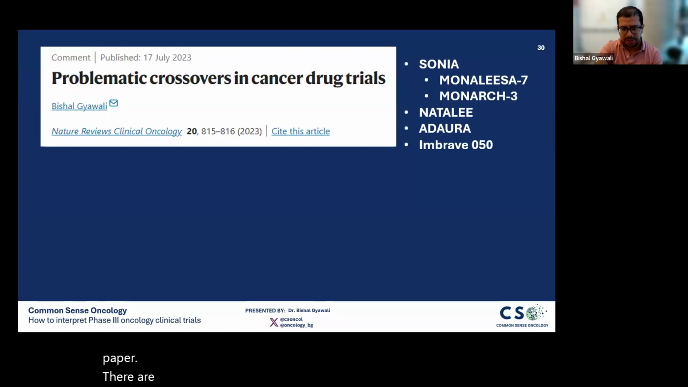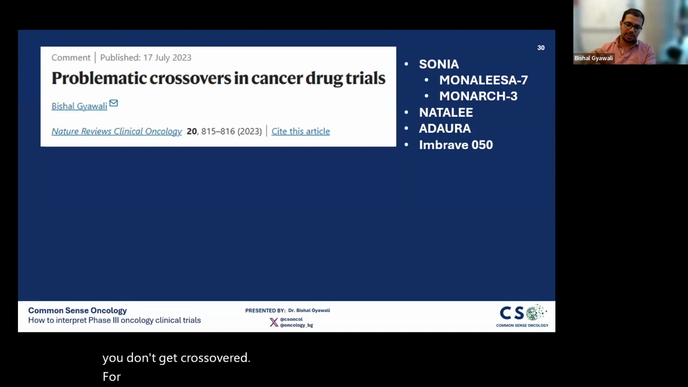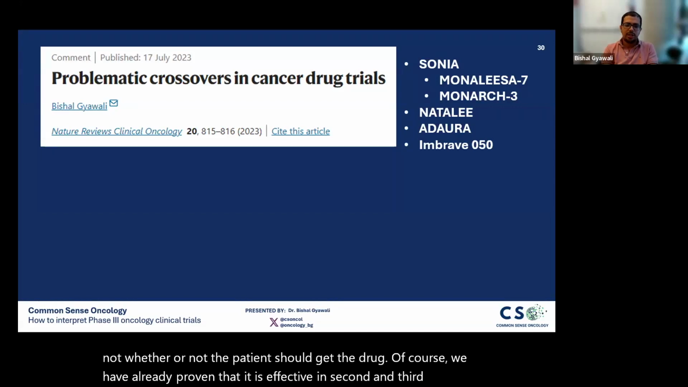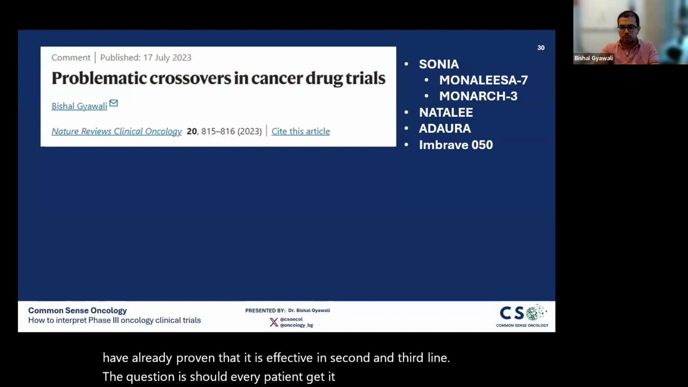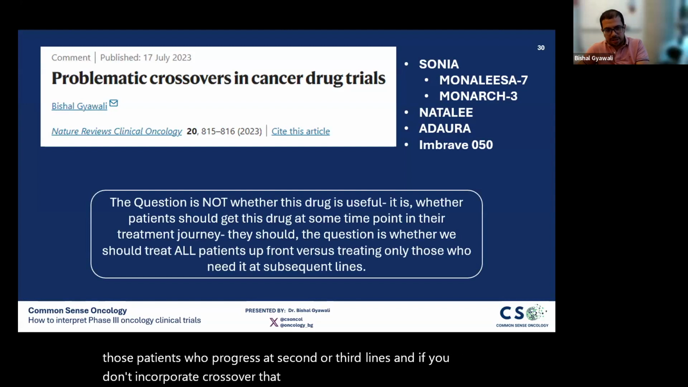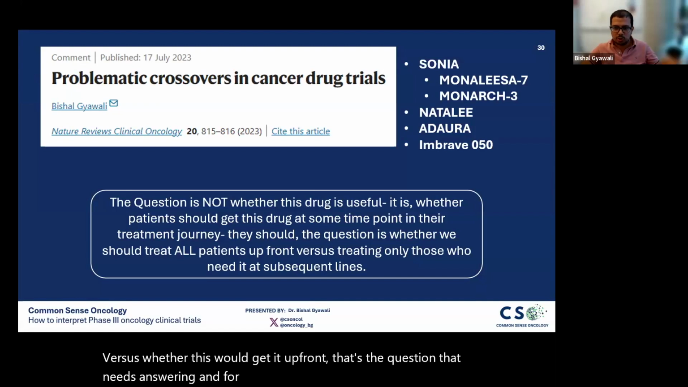There are several examples that we cite in this paper, because if you don't get crossover, for example, let's talk about drugs that are approved in second line or third line treatment, but now we're doing a trial in first line. Then the question there is not whether or not the patient should get the drug. Of course, we have already proven that it is effective in second and third line. The question is, should every patient get it first line versus only those patients who progress at second or third lines? And if you don't incorporate crossover, that question is not answered. The question is not whether this drug is useful. It is whether patients should get this drug at some time point versus whether they should get it upfront. That's the question that needs answering, and for that, crossovers should be included.